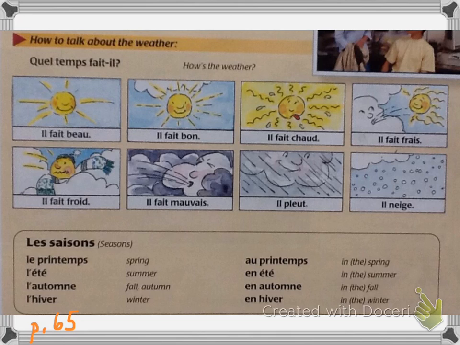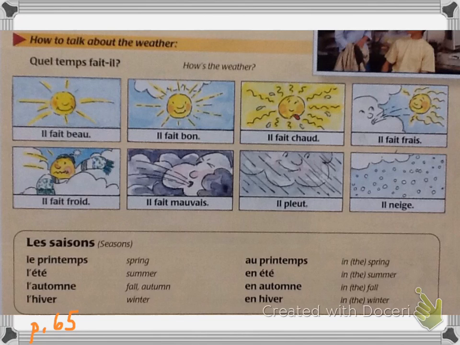S'il vous plaît, répétez le printemps, l'été, l'automne, l'hiver. And to say in the season, s'il vous plaît, répétez au printemps, en été, en automne, en hiver.